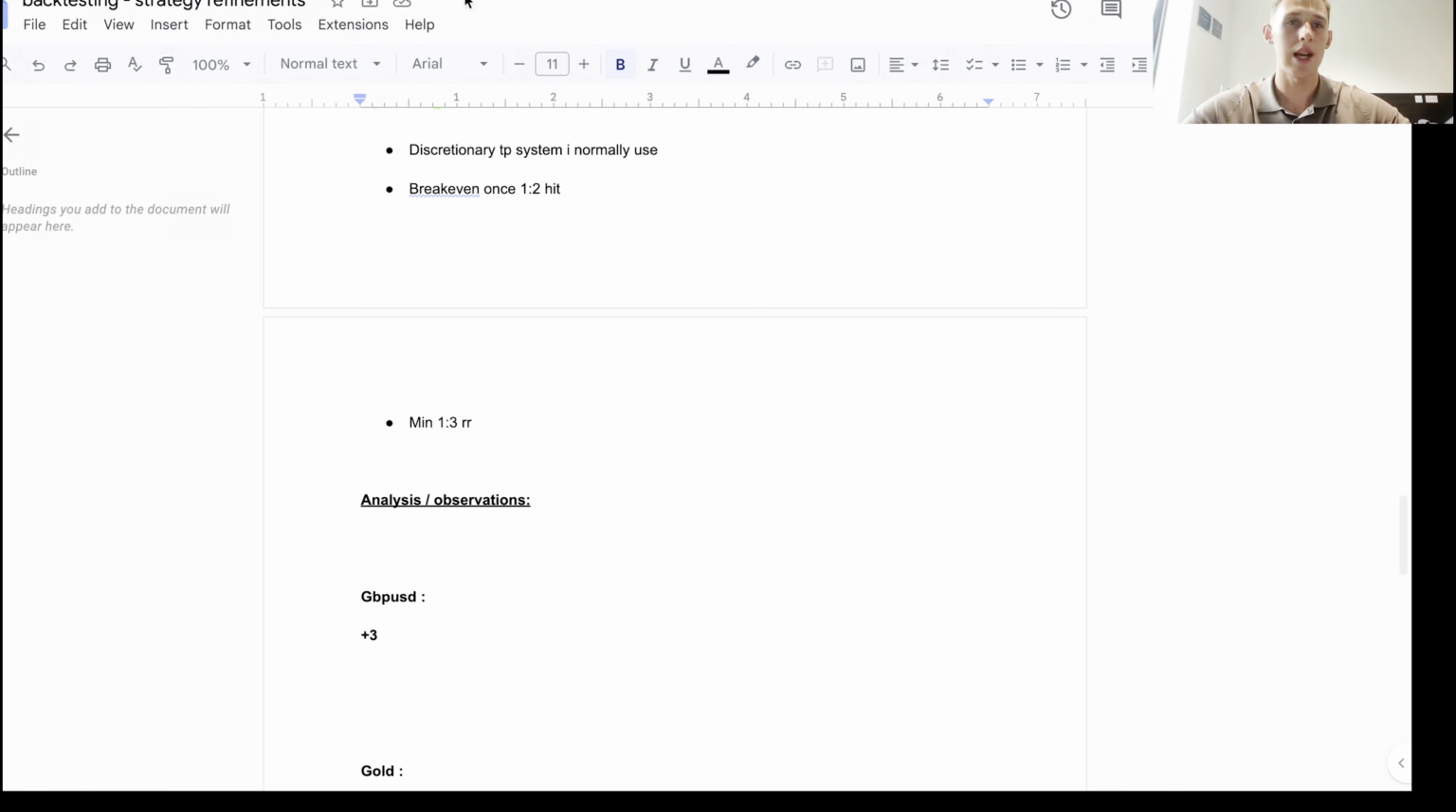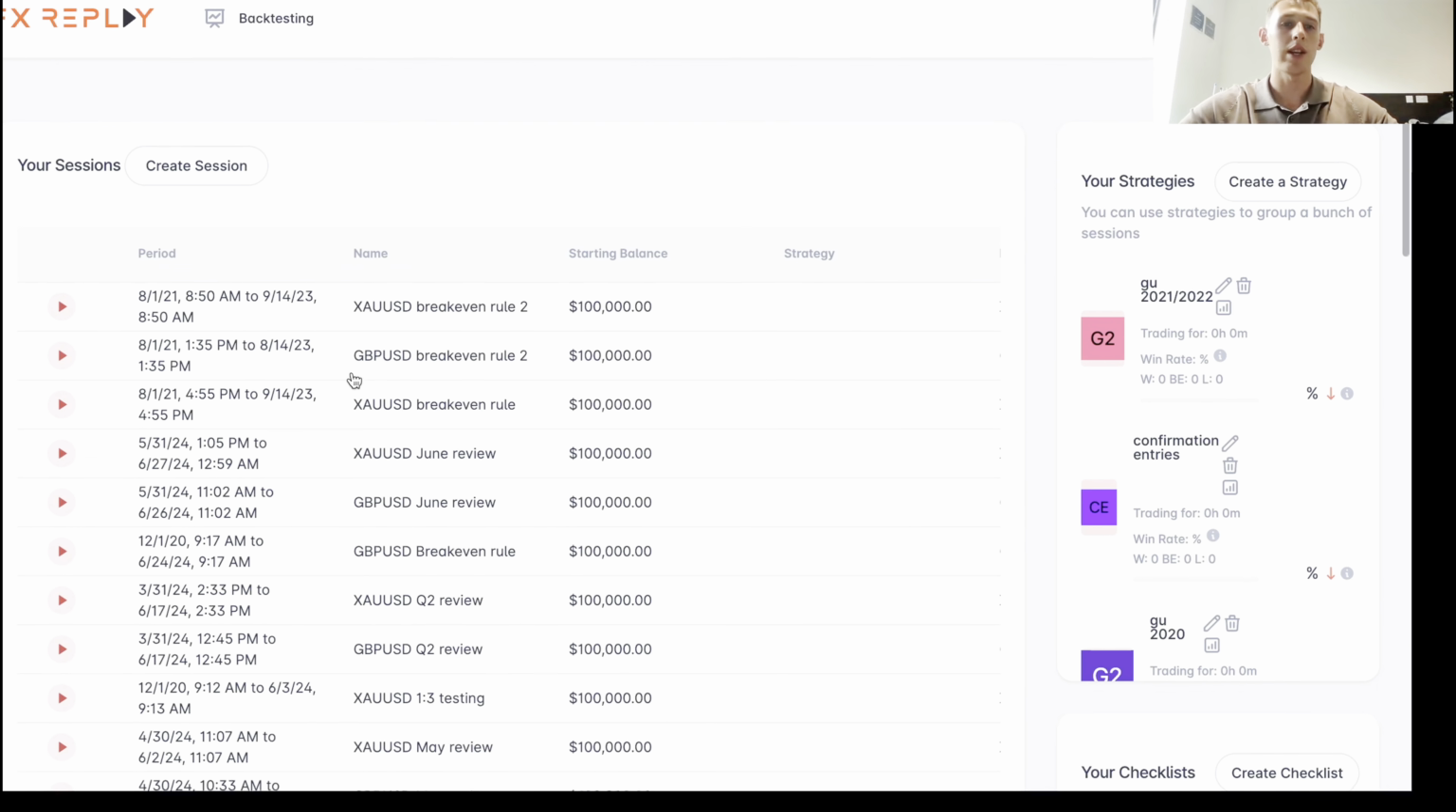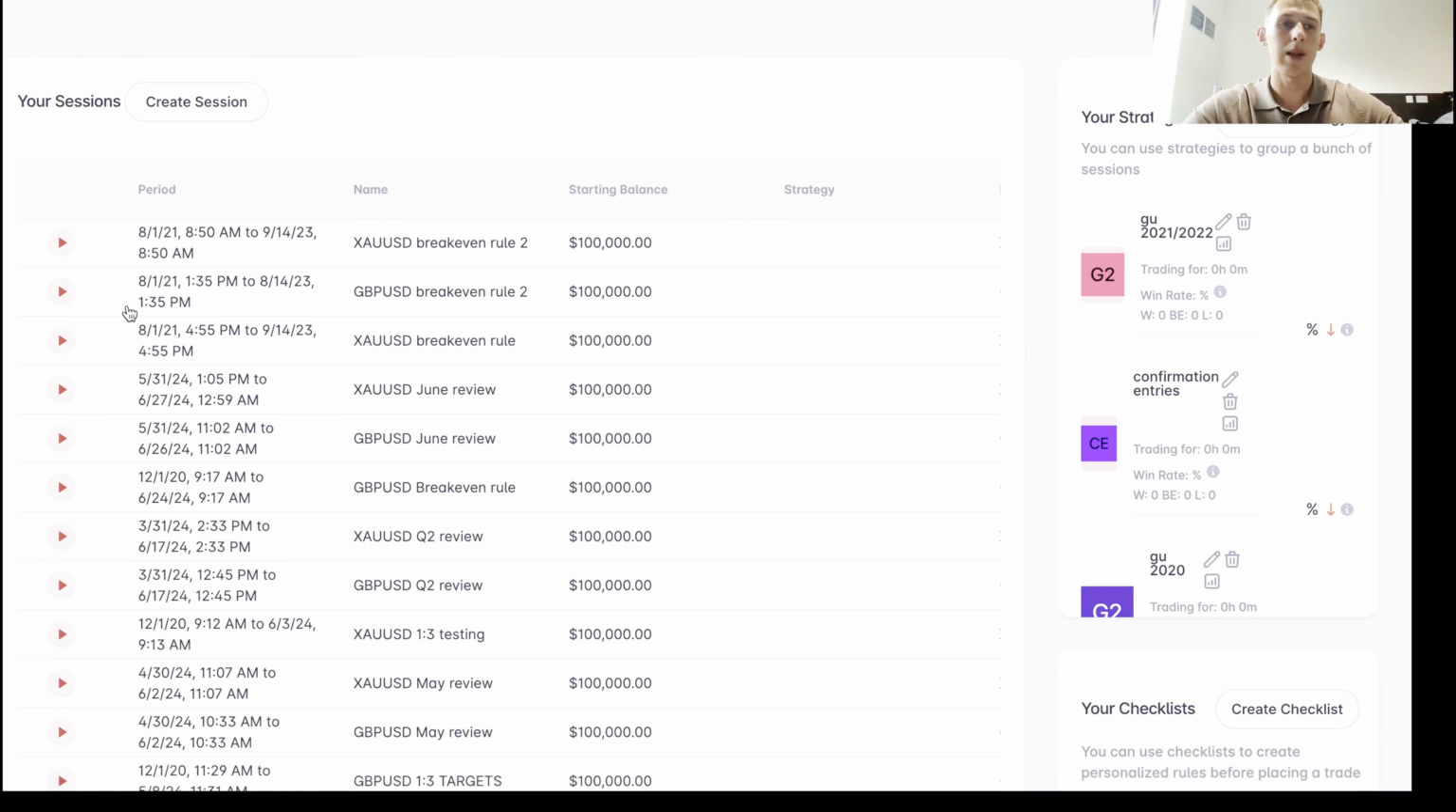Hopefully this becomes a little bit more clear once we get into the test itself, which we're going to do now. So continuing on from last time, I don't remember where we got up to, but we were going from August 2021 until the 14th of August 2023.